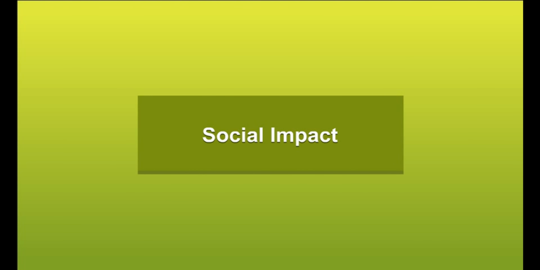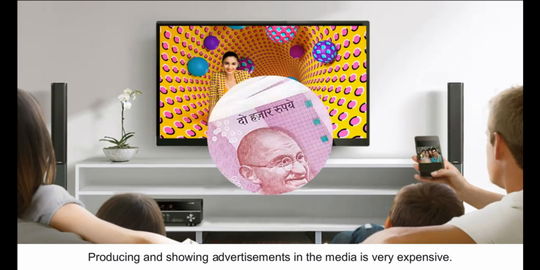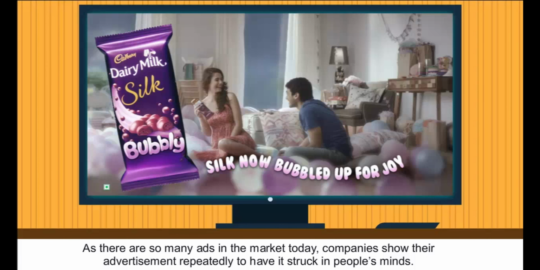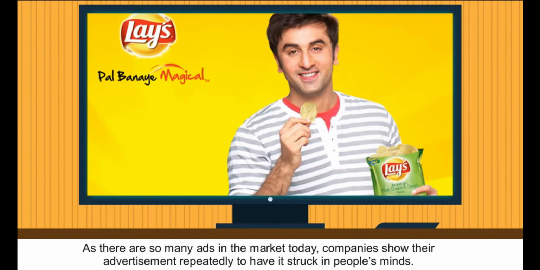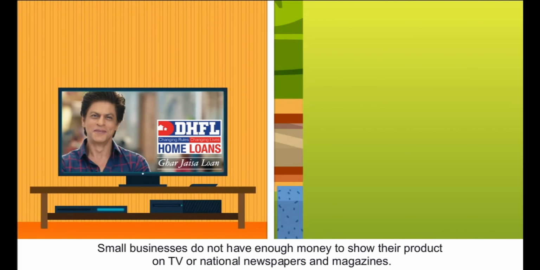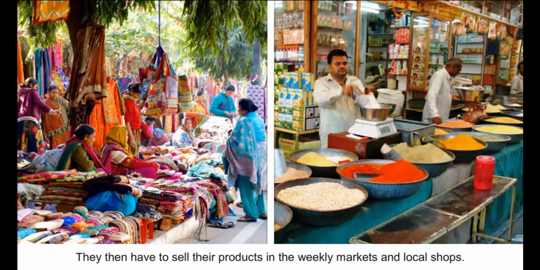Social impact. Producing and showing advertisements in the media is very expensive. As there are so many ads in the market today, companies show their advertisements repeatedly to have them stuck in people's minds. Thus, only large companies can advertise. Small businesses do not have enough money to show their product on TV or national newspapers and magazines. They then have to sell their products in the weekly markets and local shops.